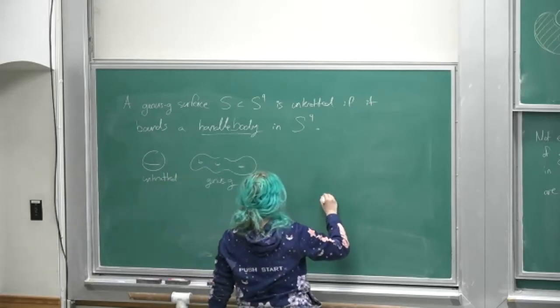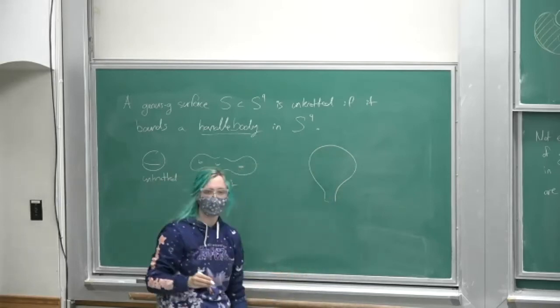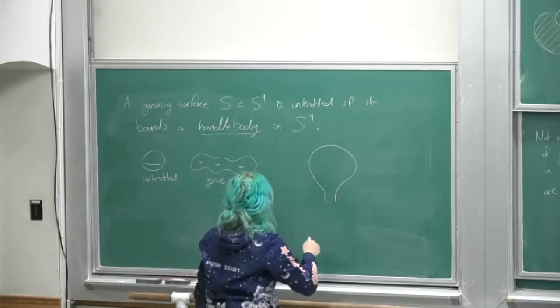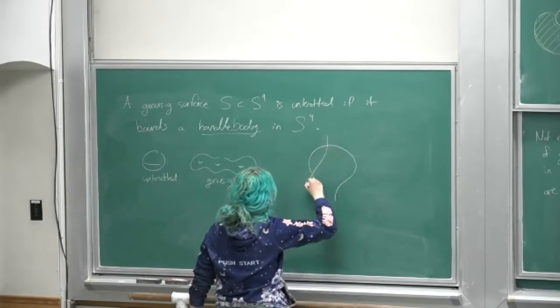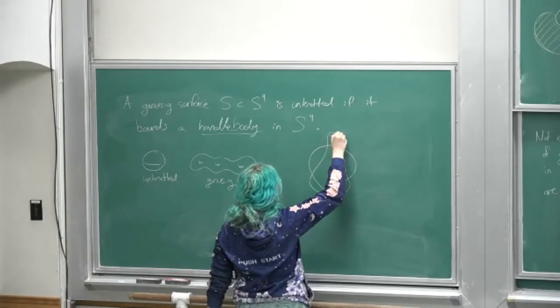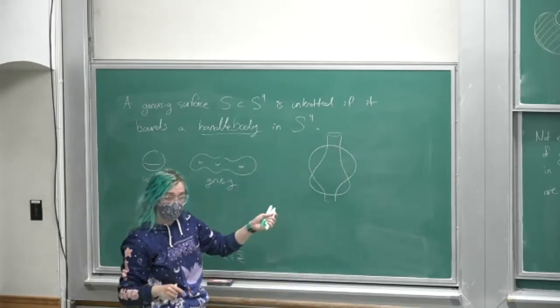So first, here's part of my surface. This is like a light bulb. Oh, that's controversial. This is a light bulb with one boundary. And then I'm going to draw the same thing upside down, so like a vase, with another boundary. So far, this is an immersed surface with two boundary components.